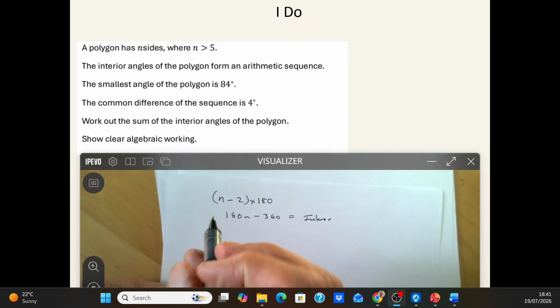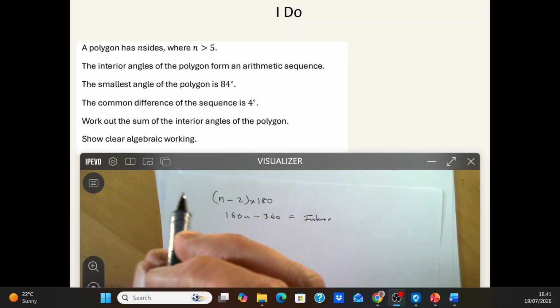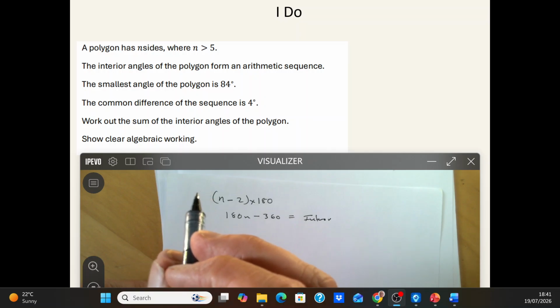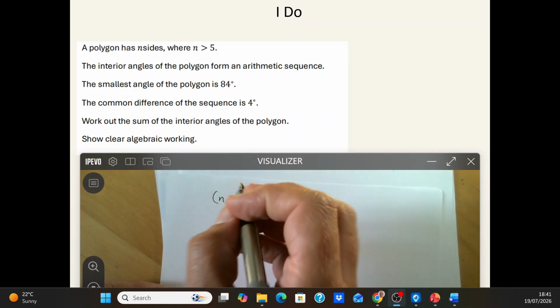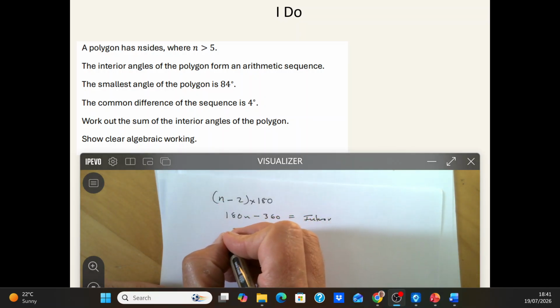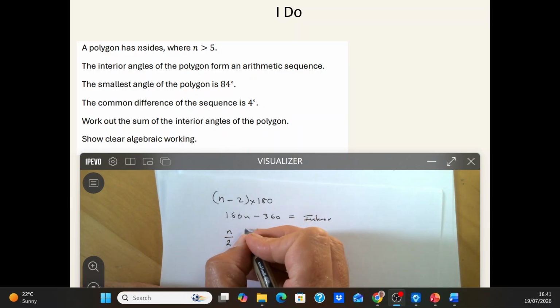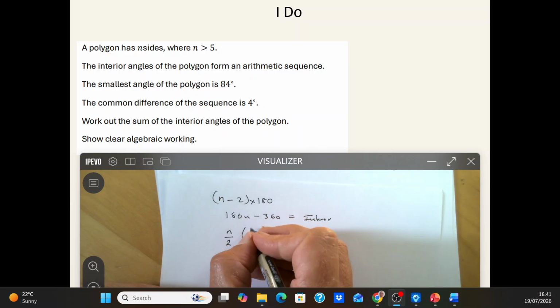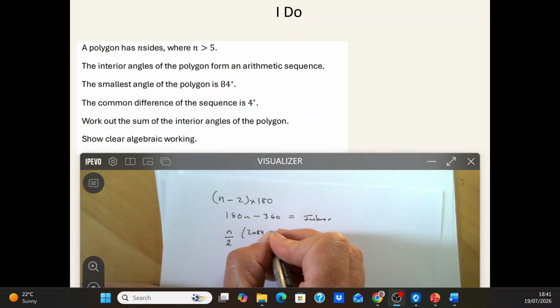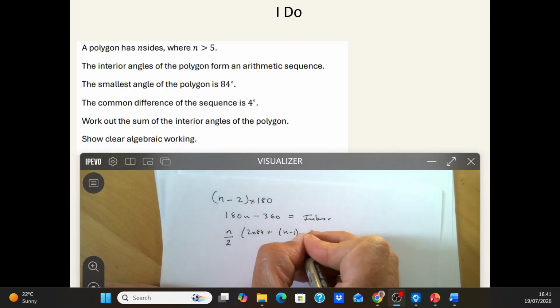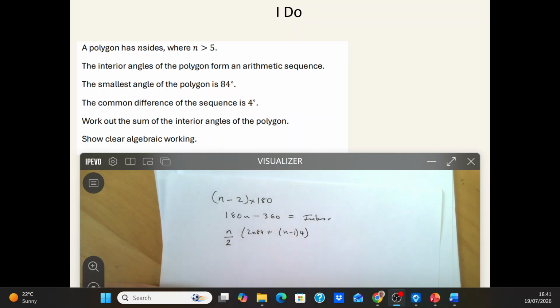Okay. It tells me that the smallest angle is 84 and the difference is there. We also have the other formula for the sum. So the other way of working out the sum is the number of sides, the number of angles, divided by 2 times 2 times 84 plus n minus 1 times by a difference of 4 equals the sum of the interior angles. Let's expand that out.